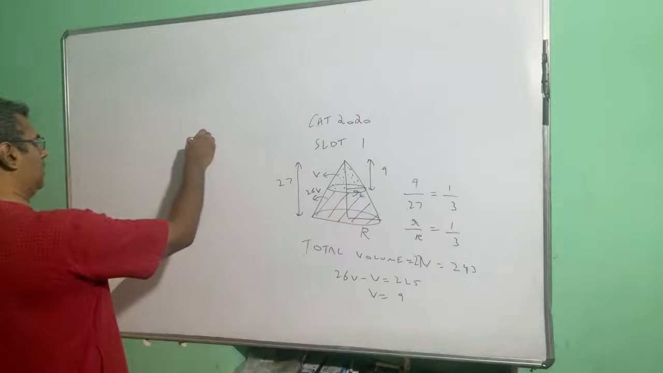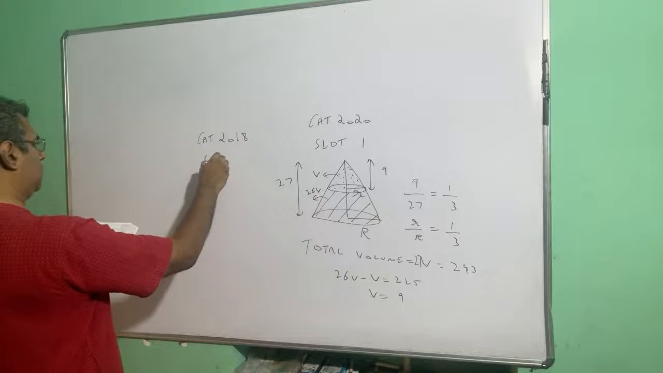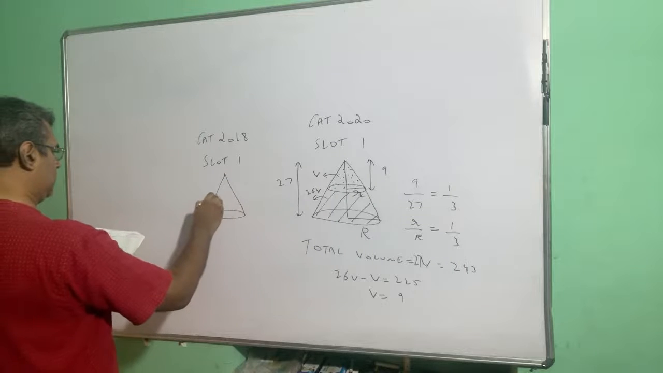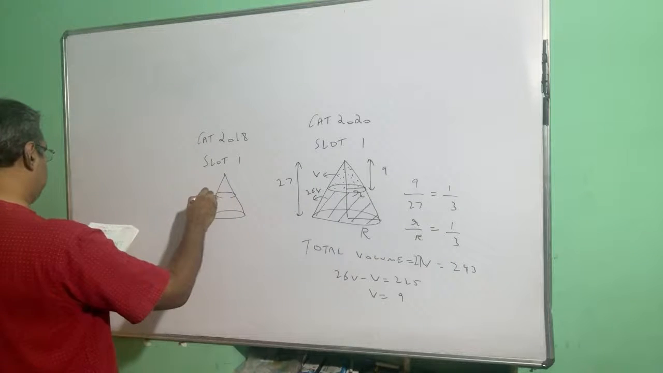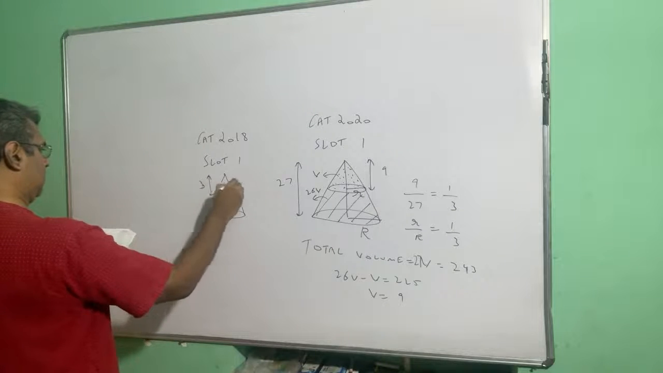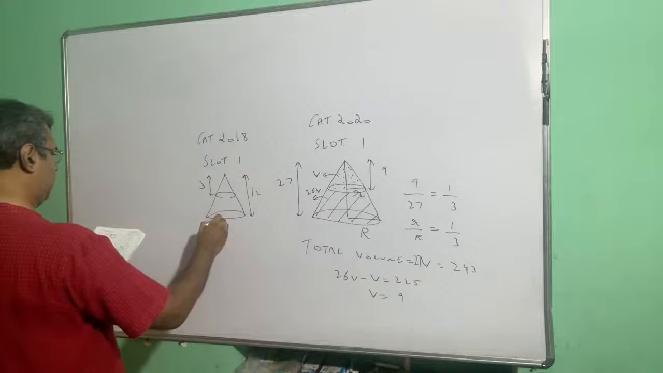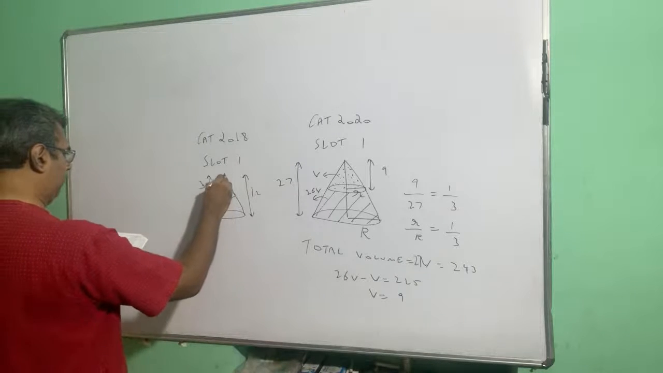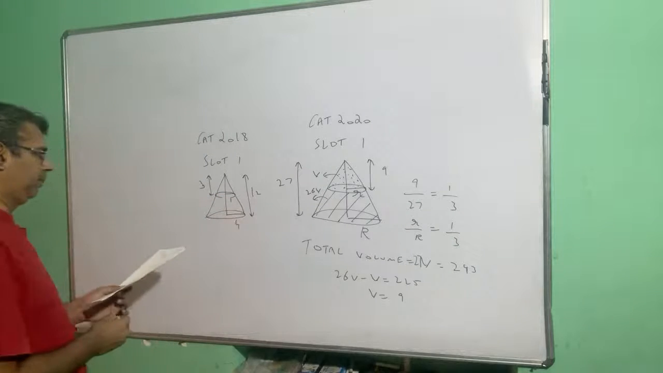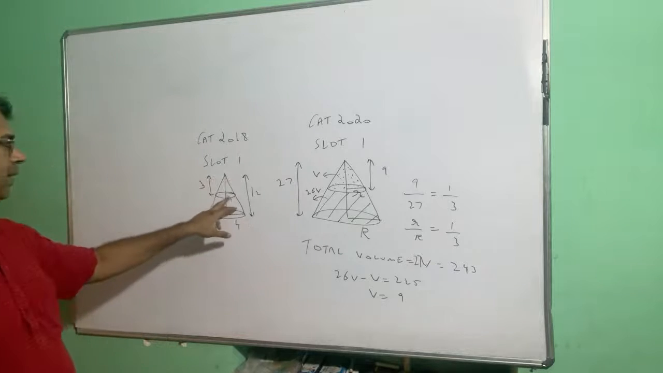So let's have a look at another question which came in CAT 2018 slot 1. This question is also from the topic frustum. The heights are 3 and 12, and the radii are 1 and 4.